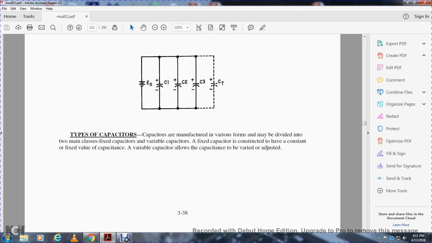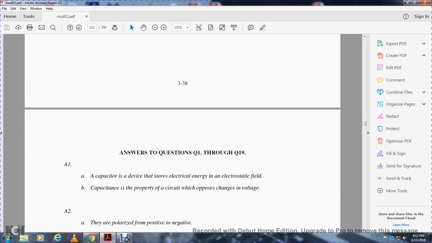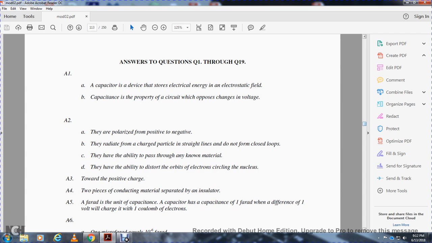Alright, types of capacitors. Capacitors are manufactured in various forms. They may be divided into two main classes: fixed capacitors and variable capacitors. Fixed capacitors are constructed with a fixed value of capacitance. Variable capacitors allow capacitance to be varied and adjusted. And that completes the Chapter 3 summary.